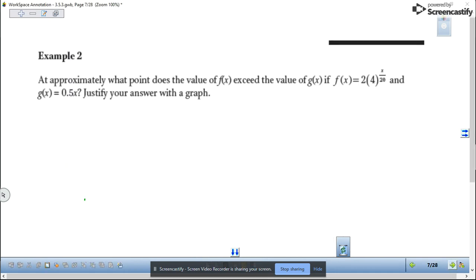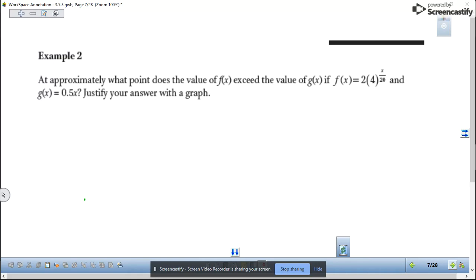Okay? All right, so at approximately what point does the value of f of x exceed the value of g of x? In other words, at what point do the y's become larger? If f of x is 2 times 4 to the x divided by 20, that fraction being a power, and g of x equals 0.5x. Justify your answer with a graph.